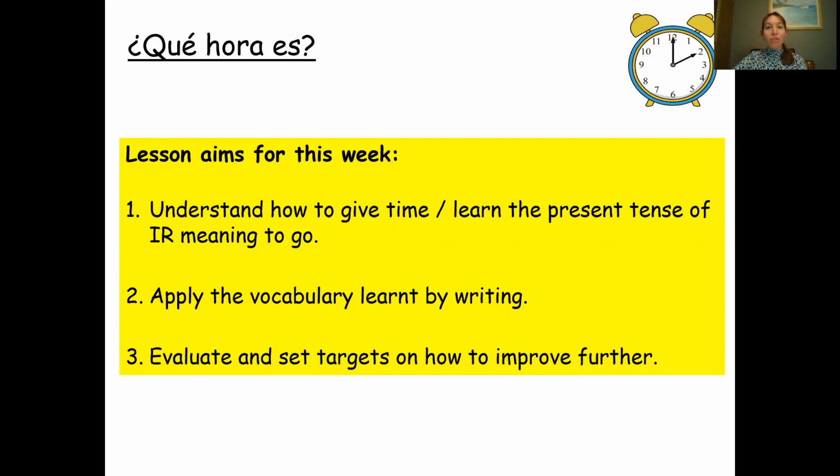Whilst you're doing that, I will read you the lesson aims for this week. So we have understood how to give time, and we have learned previously the present tense of the verb ir. We're going to revise that a little bit today. We'll apply all of the vocabulary for the week in a writing task, and we'll evaluate and set targets on how we can improve further.